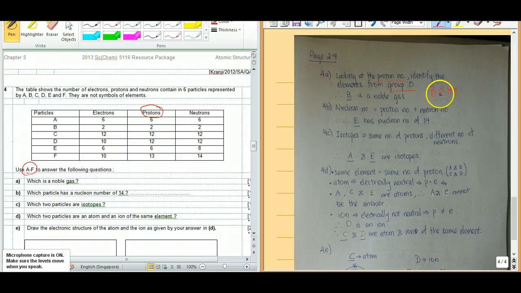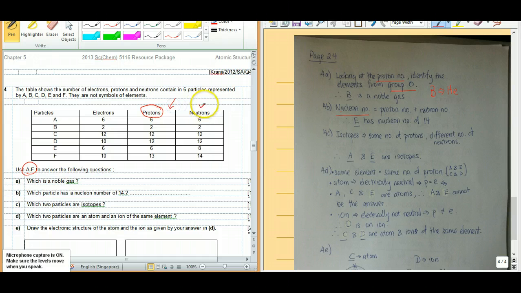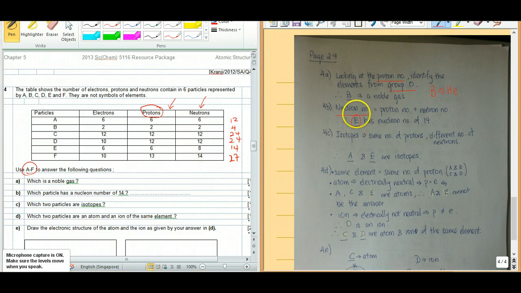Next up, we ask which particle has a nucleon number of 14. First up, you remember, nucleon number means that we need to sum up the proton number and the neutron number. So finding out the nucleon number of 14, we just need to sum up the last 2 columns over here. This column and this column. You realize 12, 24, 14, and 27. So therefore, particle E must be the one that has a nucleon number of 14.